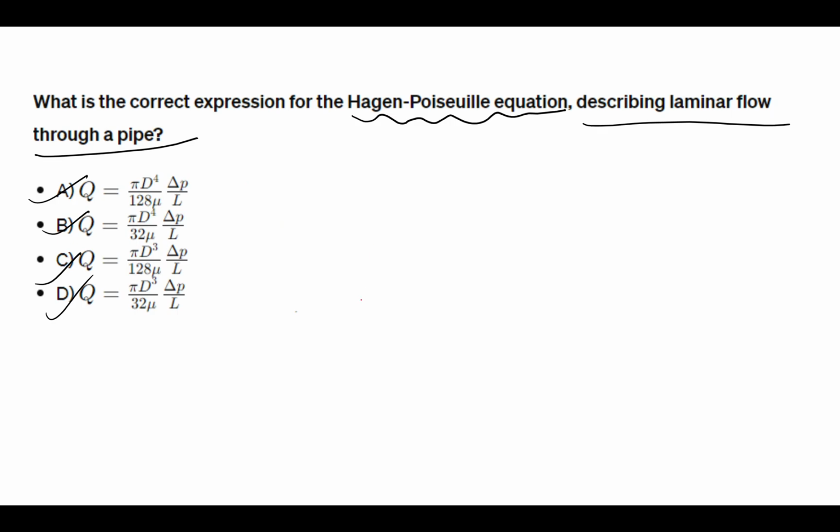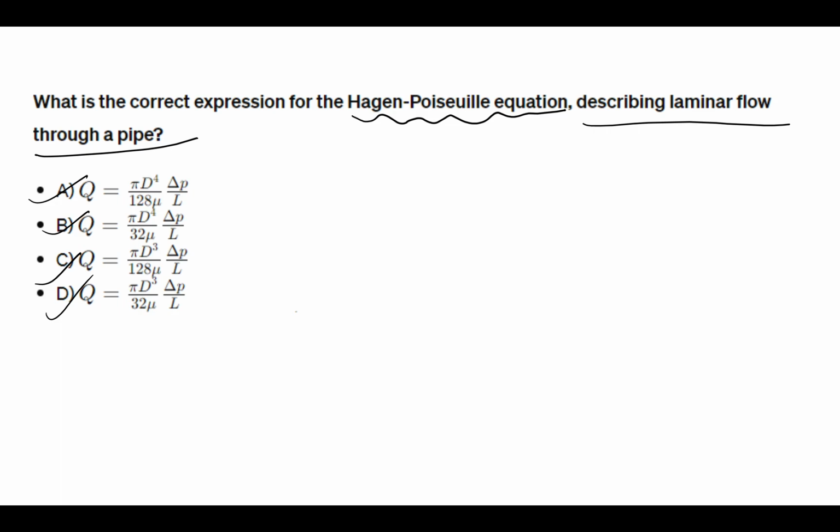Now it is visible. Option A: 128 mu del P by L. Option B: Q is equal to pi d^4 by 32 mu del P by L. Option C: pi d^4 divided by 128 mu del P by L. Option D: pi d cube by 32 mu del P by L. So please try to calculate.